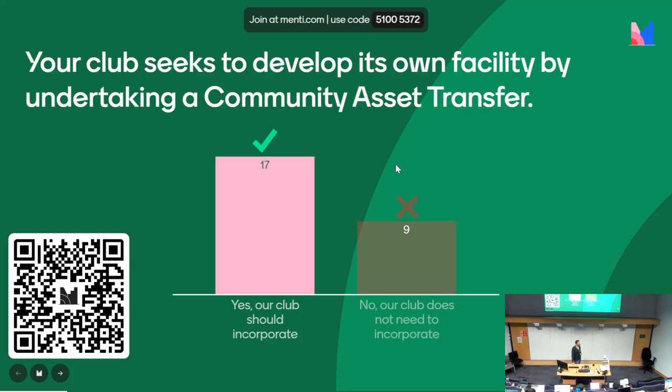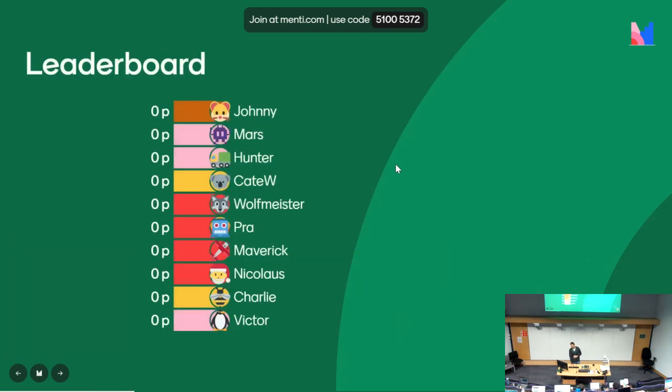Okay. Yep. Any other reasons why we would probably want to incorporate in this situation? It's probably a lot more money to do it itself. Yeah. We're developing a facility. Probably want the facility to be in the name of the club. If anything were to happen whilst we're developing that facility, we don't want to be personally liable, right? Good.